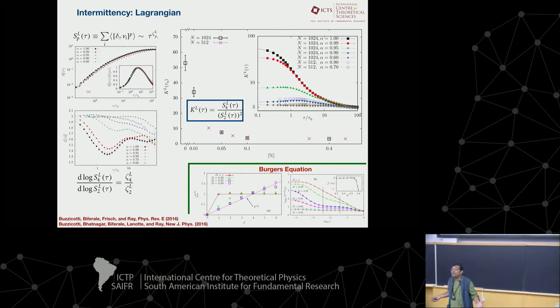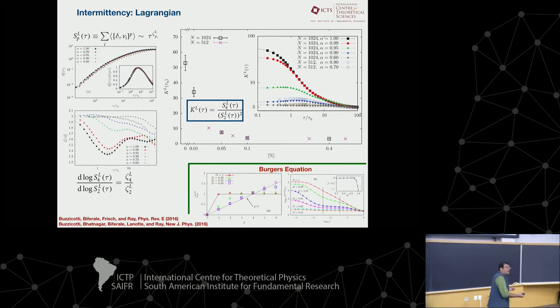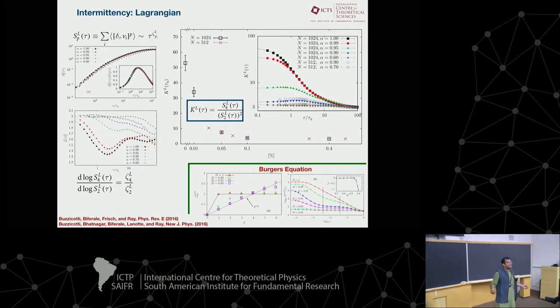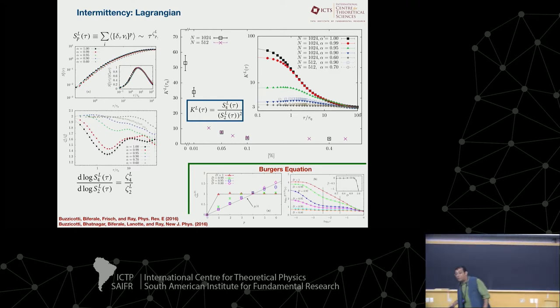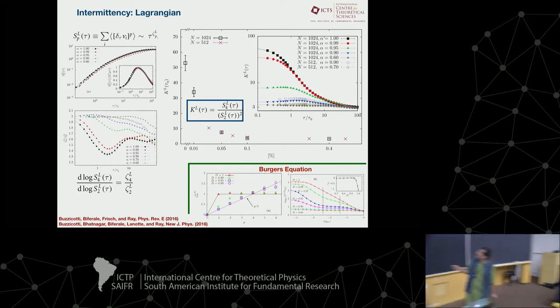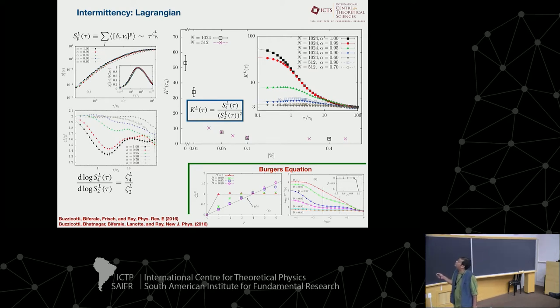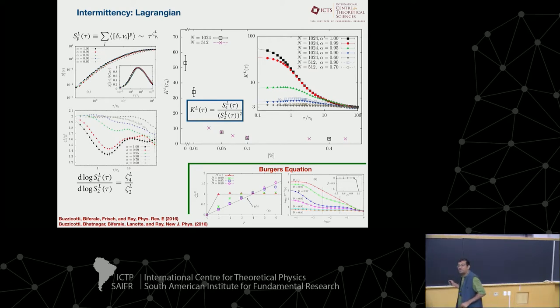What about the Lagrangian signatures of this? By Lagrangian, I mean I put tracer particles in my flow and I track them, just as I would look at an Eulerian field with a camera sitting outside my equipment. So in the Lagrangian framework, I can again try to understand the kurtosis of, let's say, the Lagrangian structure function. I can track a certain tracer along the flow and look at the velocity, something similar to the velocity autocorrelation function.